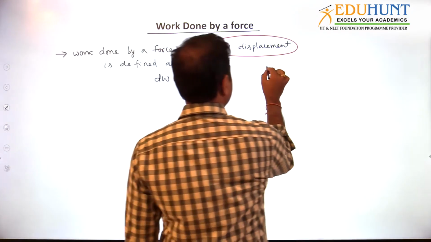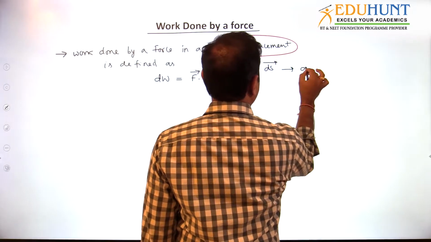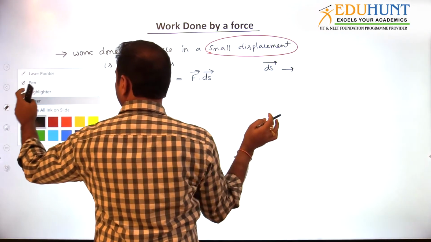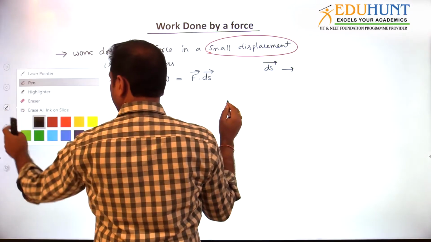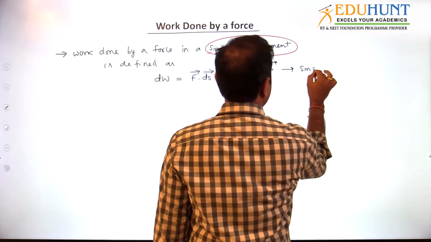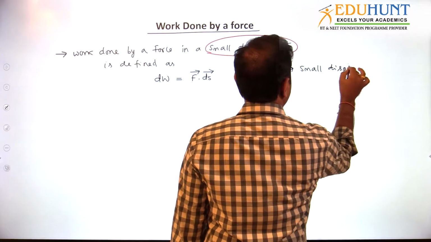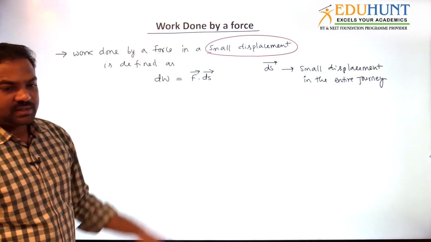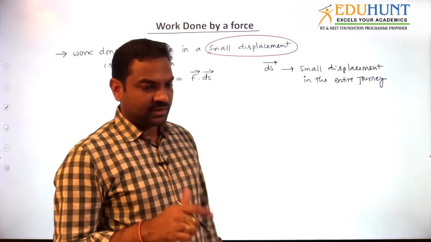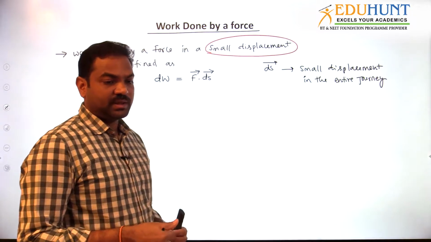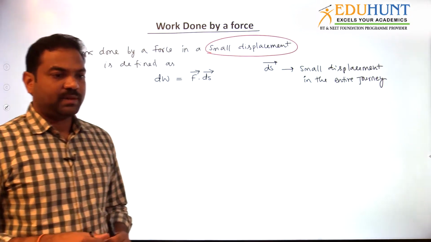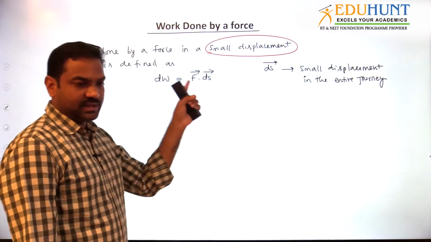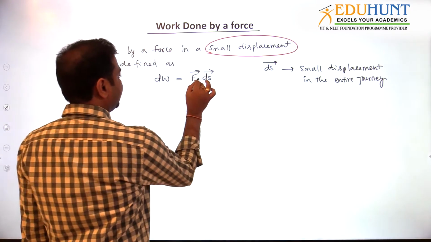So what is ds bar? ds bar is a small displacement in the entire journey. You can write down: small displacement in the entire journey. That is the ds vector. And F bar is the force acting at that place. So first of all, you need to understand that it's not force multiplied by the displacement. Force multiplied by the displacement is work done in one case, not all. So we are discussing in general. So F bar dot ds bar.